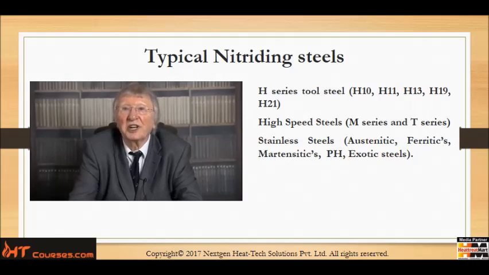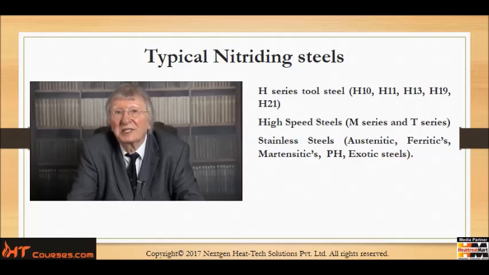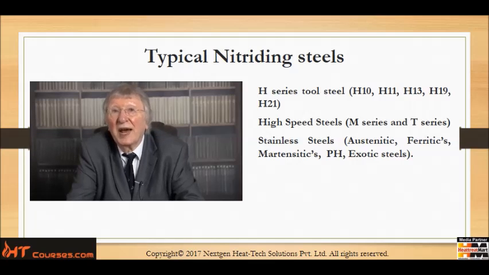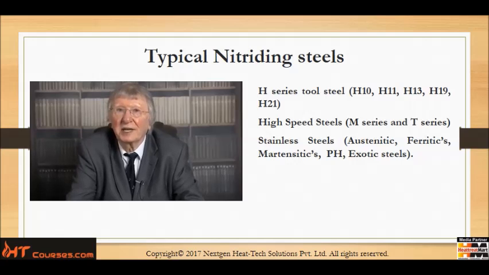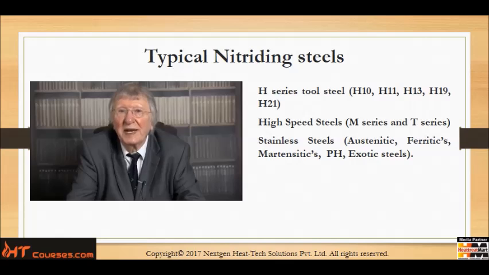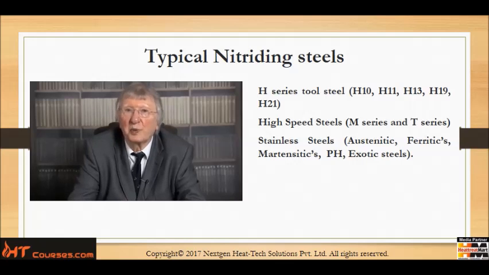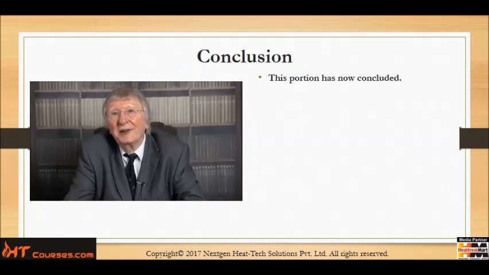Stainless steels, austenitics, ferritics, martensitics, pH steels, and the exotic steels. Remember, in the stainless steels, there is a significant amount of chromium. Chromium is a strong nitride former. So it doesn't matter whether it's an austenitic or a martensitic, it will nitride. The difference being that the austenitic will not have a good high hardenability in the core to support the case.